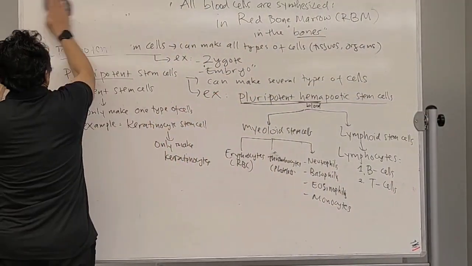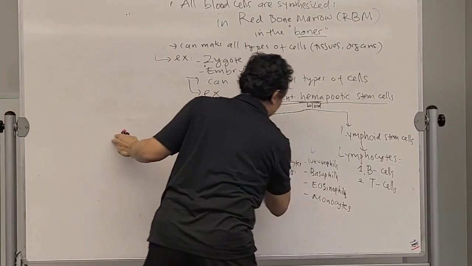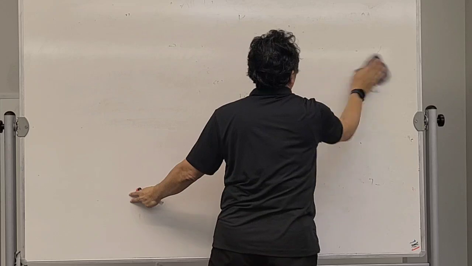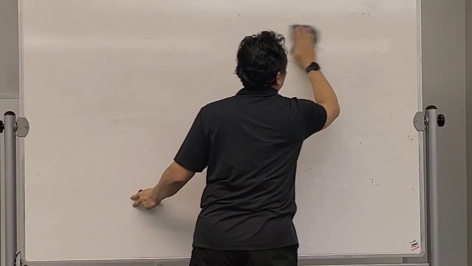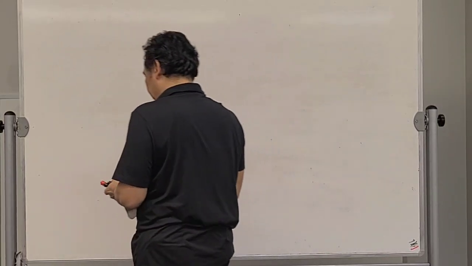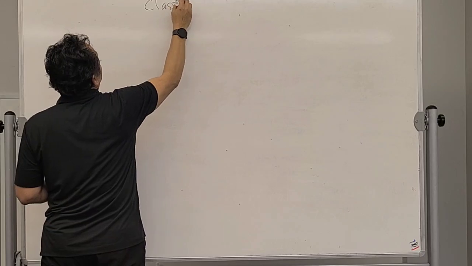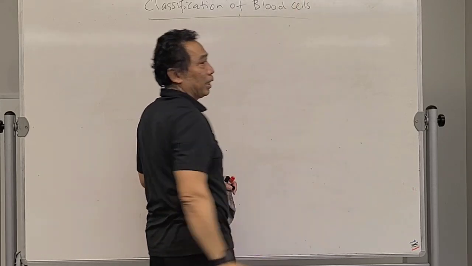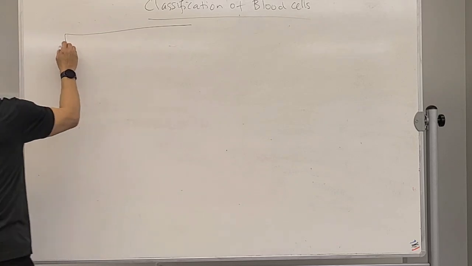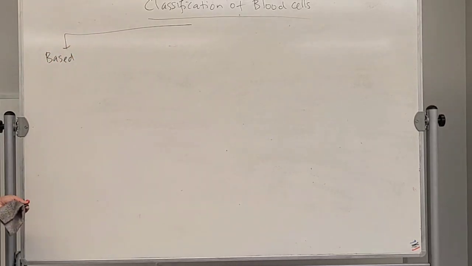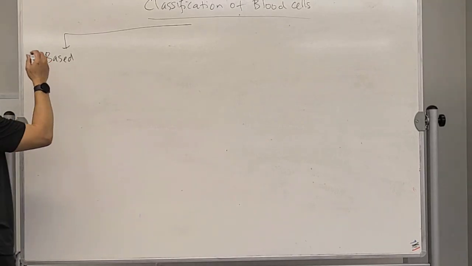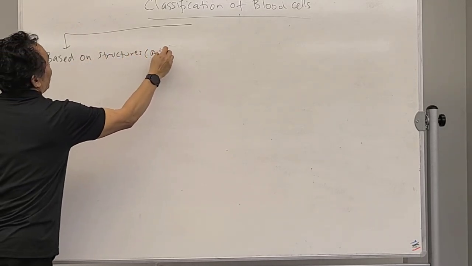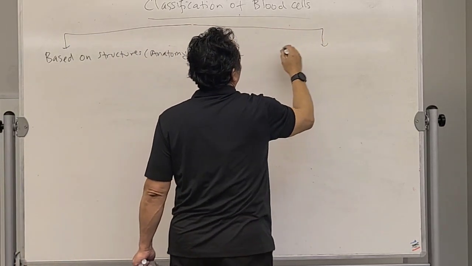I'm going to erase this. Okay. So, classification of blood cell. Of course, we're talking about our lecture. Our course is anatomy and physiology. So we're going to classify this blood cell based on structure or anatomy, and then based on physiology.